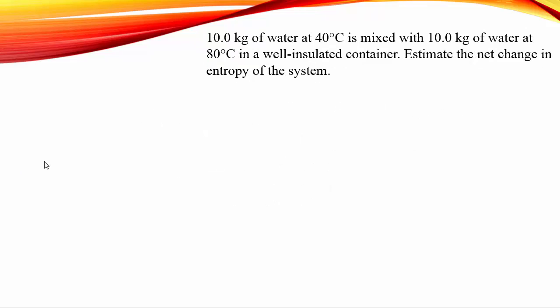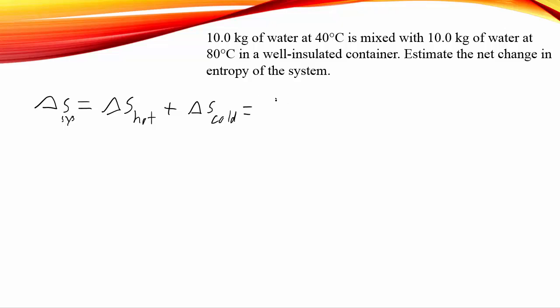Alright, one more example and then we'll be done. Here we've got water being mixed. So when you do that, some of the water, the cold water, gets heated up and the hot water gets cooled off. And we want to figure out the net change in entropy of the system. So we can treat the hot and cold water as two different parts of the system. So the total change in entropy of the system is the change in entropy of the hot water plus the change in entropy of the cold water.